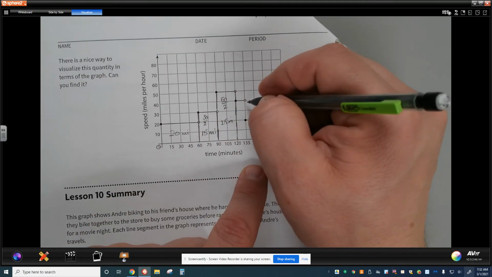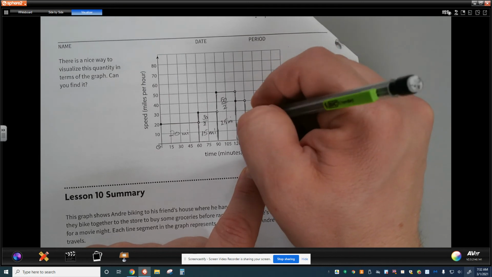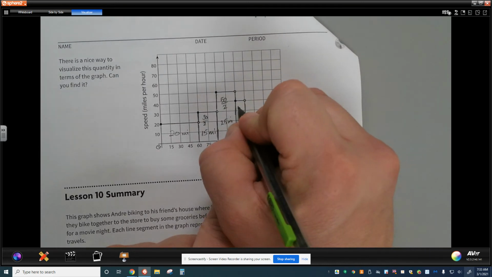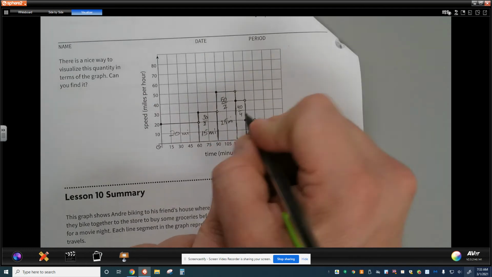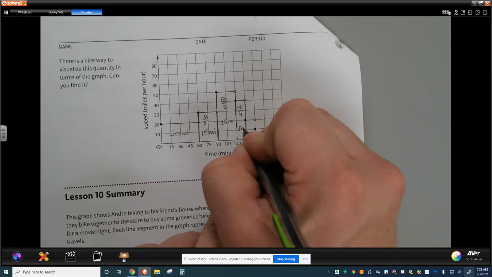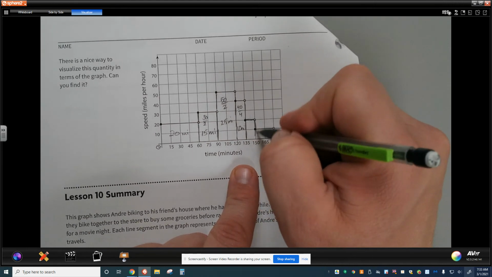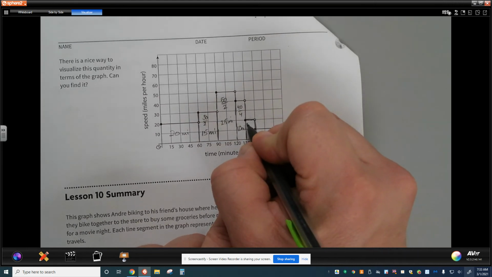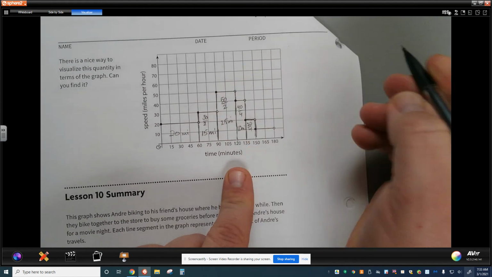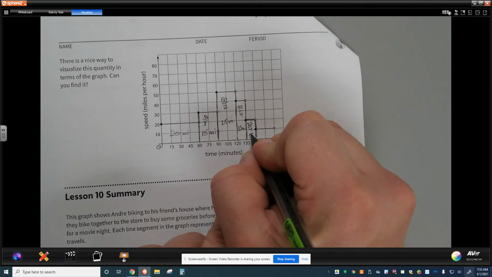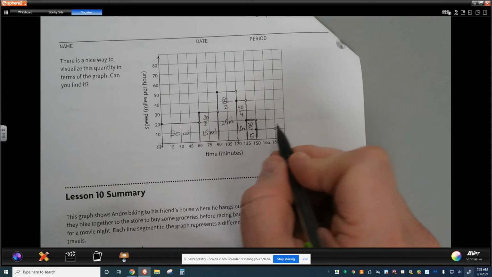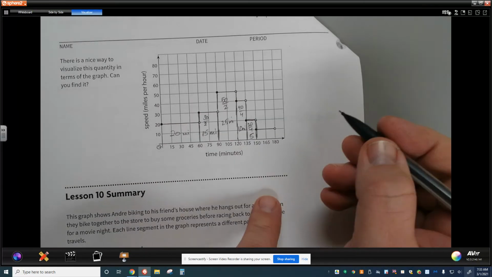And then they went 40 miles an hour for just 1/4 of an hour. So we're going to have 40 divided by 4 gives us 10 more miles. And then they slowed all the way back down to 20 miles per hour again for 1/4 of an hour, for 15 minutes. There's another 5 miles. And then finally ended the trip going 10 miles per hour for 30 minutes.